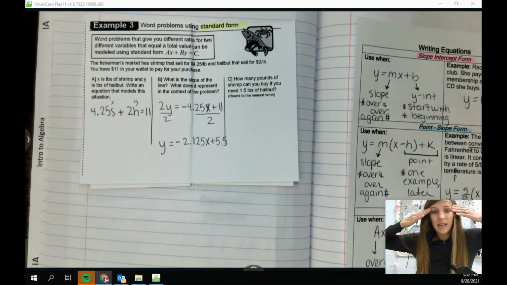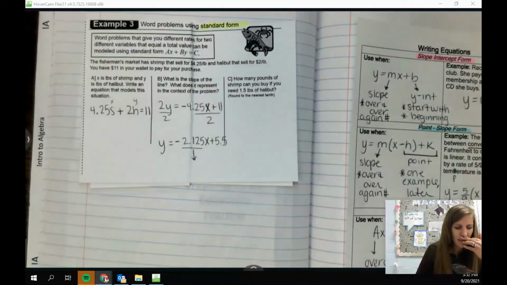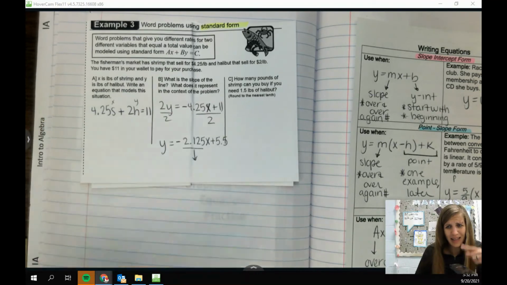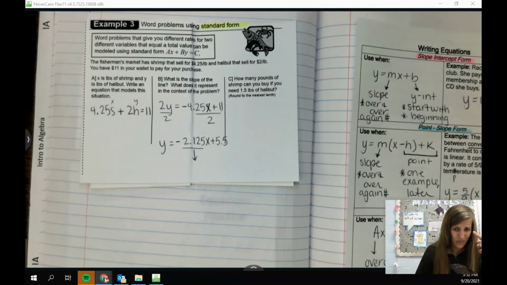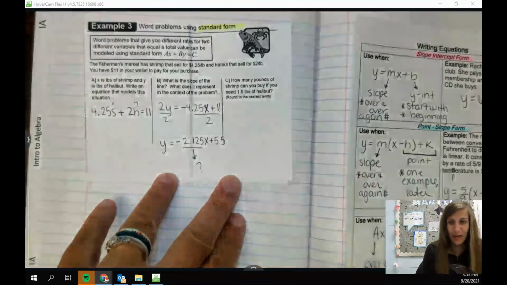I hate the decimals. And then, what does this slope mean in terms of the problem? Well, technically what I have here is the price of shrimp over the price of halibut. So it's like the price of shrimp per halibut. It's weird. Shrimp per halibut. If I crossbreed them, I don't know. It doesn't make sense.